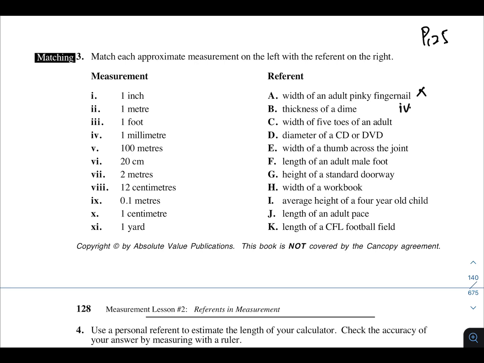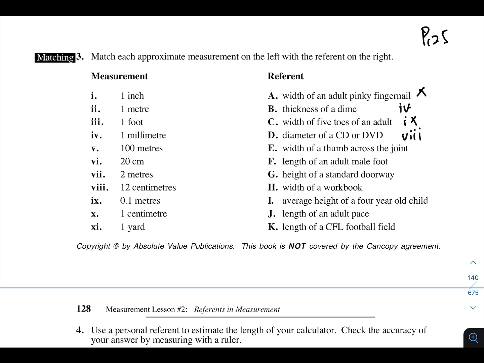And C, the width of 5 toes of an adult. The answer for this one is 1 decimeter, and it's 0.1 meters, so the answer is 9. And D, diameter of a CD and DVD. For this one it's 12 centimeters, so this one is number 8.